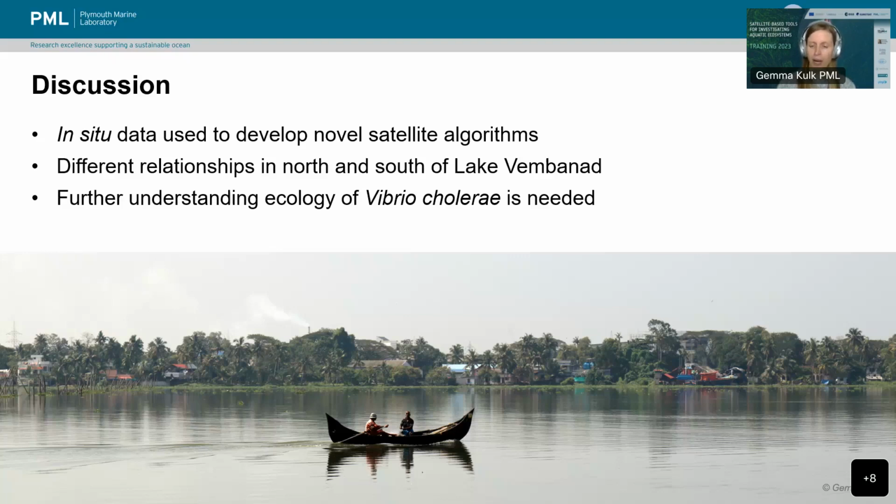There's a man-made barrier in the lake, which causes more freshwater conditions in the south of the lake and more saline conditions in the north of the lake. And these differences in conditions are likely to support different phytoplankton communities. As Shuba mentioned last week, it is known from literature that some phytoplankton species attract Vibrio bacteria, whereas others deter the bacteria. So our research is ongoing in trying to understand this better and the ecology of Vibrio cholera and other pathogens in Lake Vembanad.